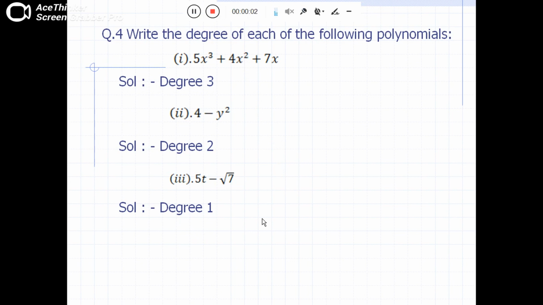Okay students, see the fourth part of it, in which the polynomial is 3 only. Is there a variable in this? There is no variable. So what will be the degree of this? The degree of this is 0, and a polynomial having 0 degree is called a constant polynomial.